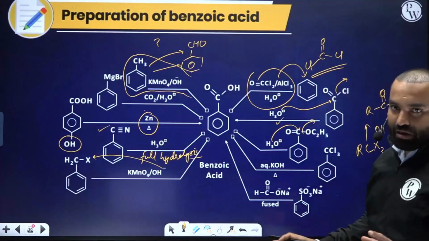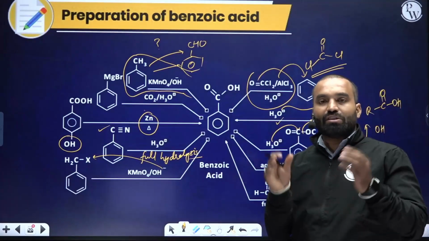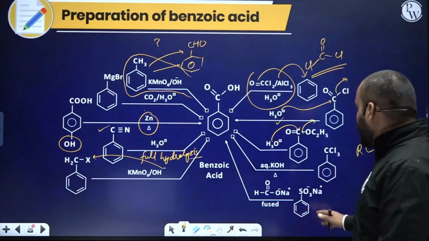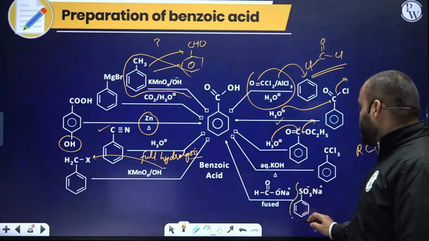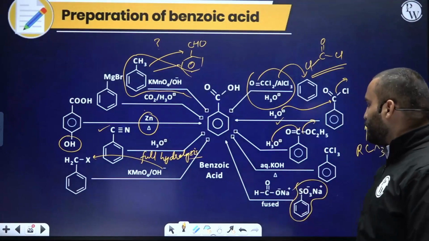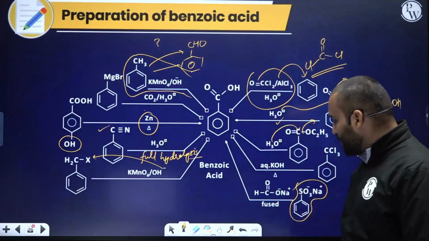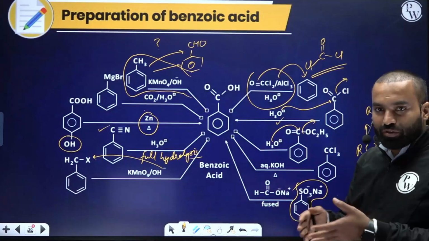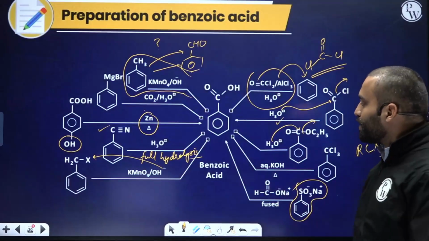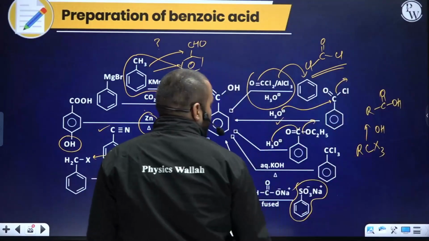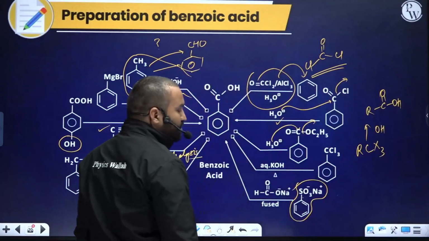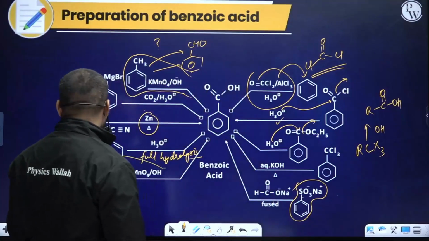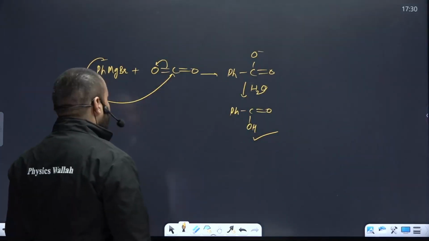Most of the reactions are common. Most of the reactions are repeated. Just their faces are changed. The logic is the same. Last one, if you want to remove this SO3Na group present on the benzene ring and substitute it with a carboxylic group, just fuse both the compounds with each other and you will get an exchange or substitution of the sulfonic group by carboxylate. Okay, that was another reaction showcased by benzoic acids.